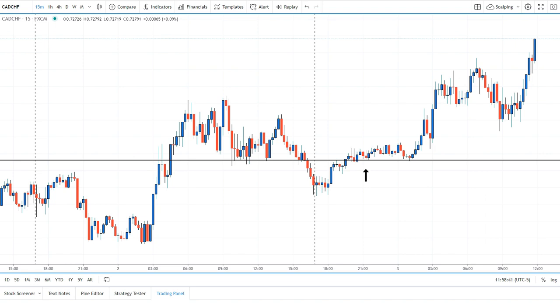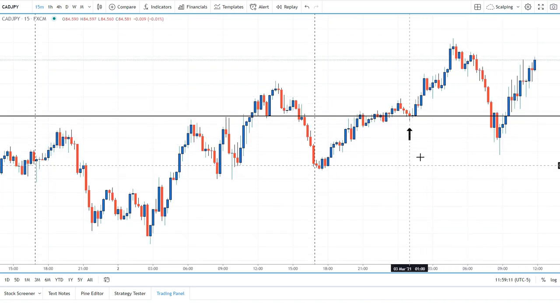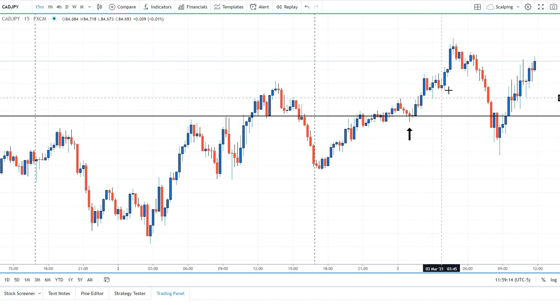Let me get my charts out here. Just one second here. Okay, on the CAD Yen, right here. This is our setup right here. Here's the move up on that one. Let me get this here. Hang on a sec.